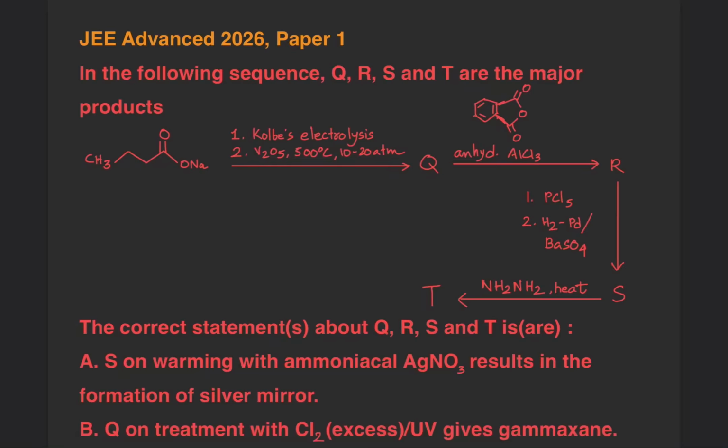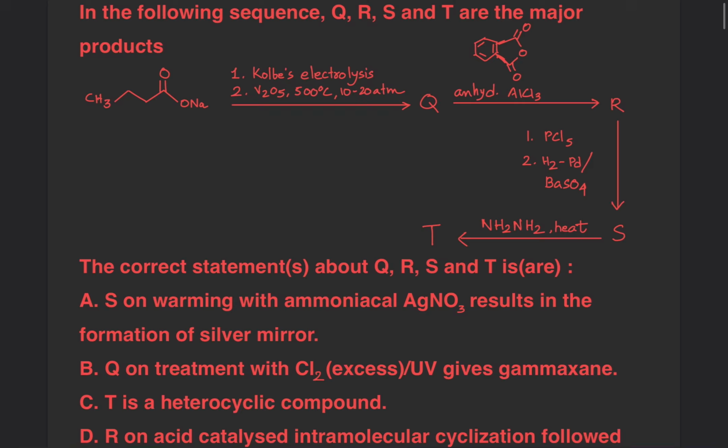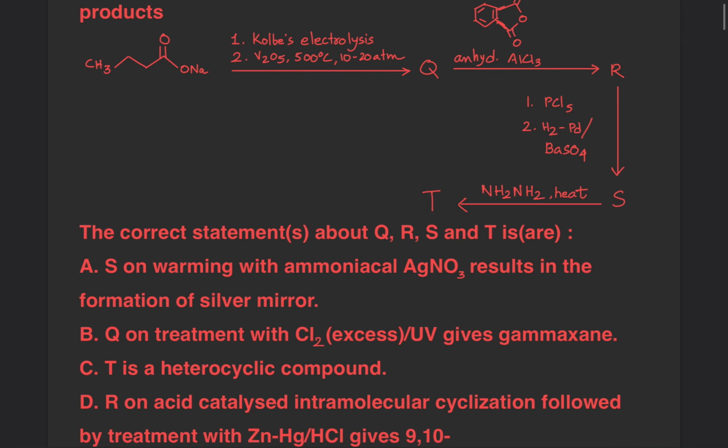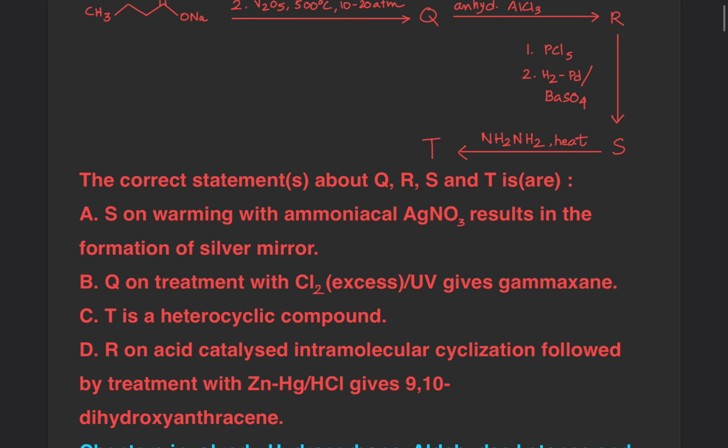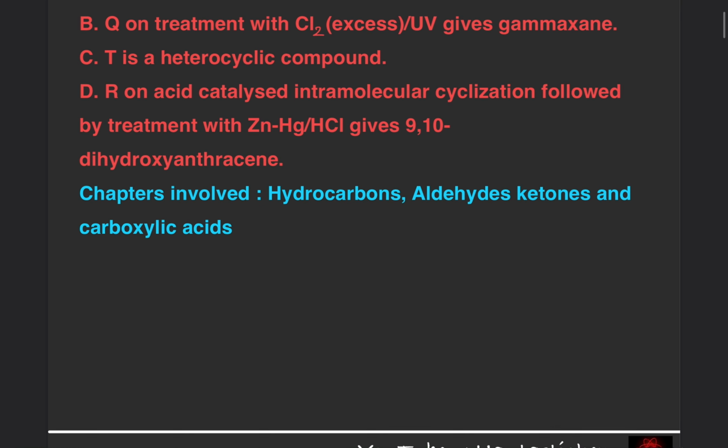Hello everyone. So this is a question from JEE Advanced 2026 paper 1. In the following sequence, Q, R, S and T are the major products. Okay, so we are starting with this compound and we are getting Q, R, S and T. So we have to find out their structures. The correct statements about Q, R, S and T is R. Okay, so a few statements are given to us. The chapters involved are hydrocarbons, aldehydes, ketones and carboxylic acids.